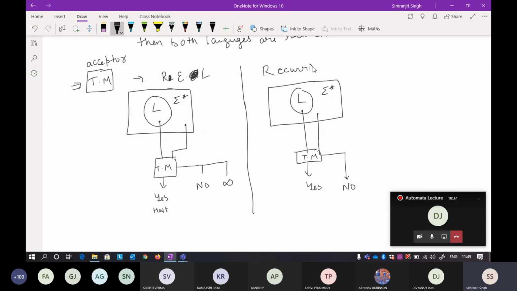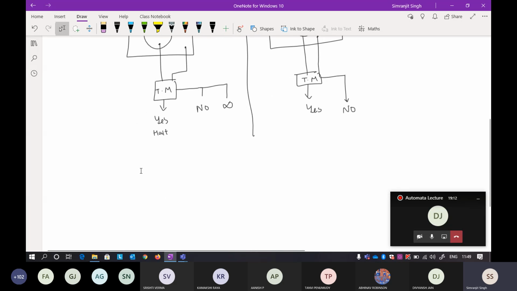For recursive languages, we have divided the category in such a way that when the string is not in the language, the Turing machine either answers no, or it can fall into an infinite loop. If this happens, then we call this particular class of languages recursive enumerable languages. But if it is definitely sure that, whether a particular string lies in the language or does not lie in the language, the machine can answer in a definite amount of time, then that particular class of languages is called a recursive language.